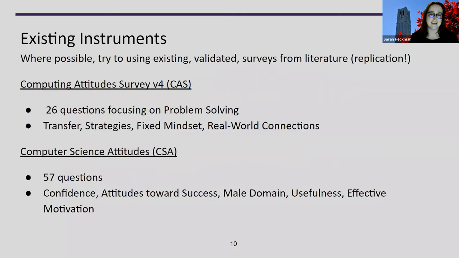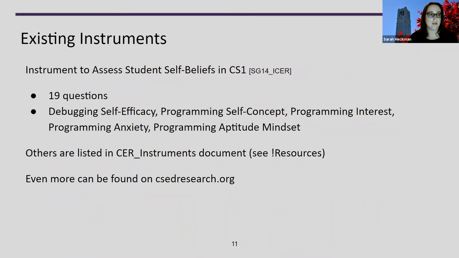Now, where possible, you should use existing instruments, and there's a bunch of instruments that are available for you. This also allows for replication, so you can usually replicate the construct test of these instruments to make sure that you're seeing similar constructs in your results as well. So there's the Computing Attitudes Survey version 4, which is CAS. It's 26 questions that are focused on problem solving, and it has subcategories on transfer strategies, fixed mindset, and real-world connections. There's also the Computer Science Attitude, or CSA, survey. There are 57 questions there, and it measures things along confidence, attitude towards success, MEL domain, usefulness, and effective motivation for students. There's all sorts of other instruments available. Another one is the Instrument to Assess Student Self-Belief in CS1. This is 19 questions. This is getting towards debugging, programming self-concept, programming interest, anxiety, and aptitude. And there's a whole bunch of other instruments.